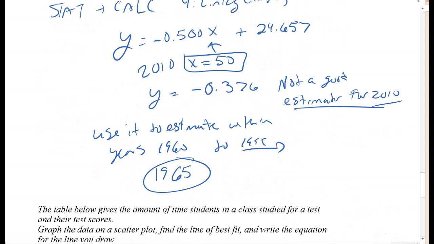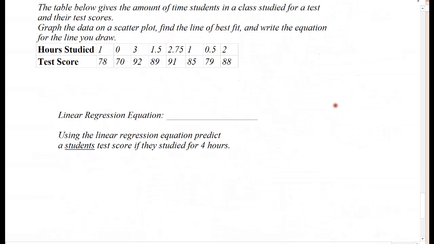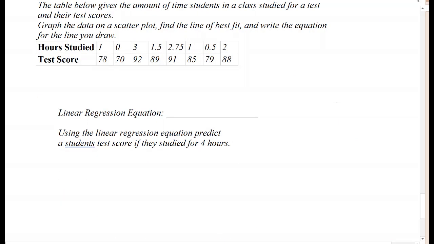All right, the next one, actually the last one. The last one I'm going to do, and then you have one to do on your own. This one we're going to do the whole thing again. We're going to graph it, find the best fit line, write the equation, and then use it to make a prediction. So the table gives the amount of time students in a class studied for a test and their test scores. We're going to graph the data, find the best fit line, write the equation.